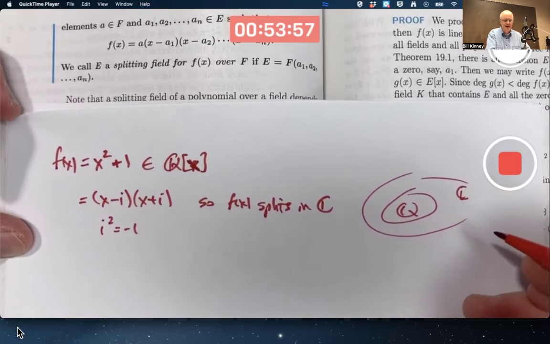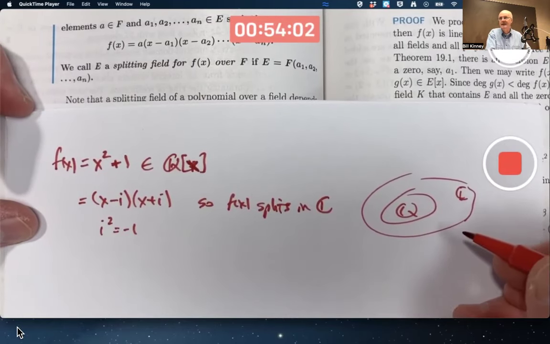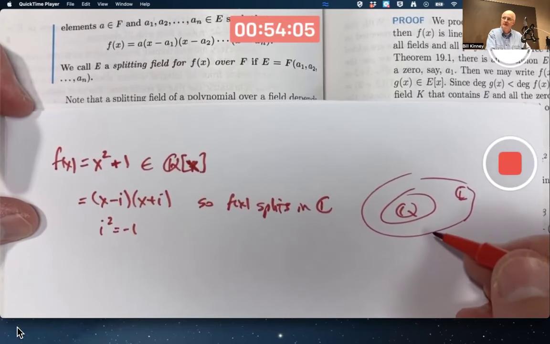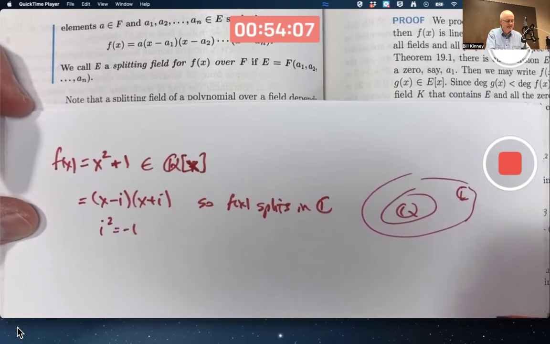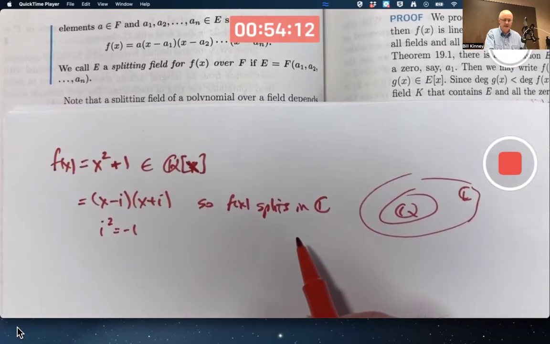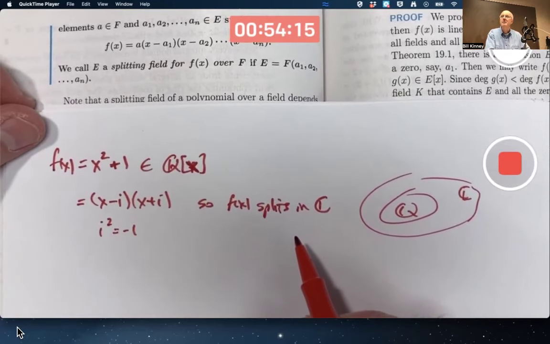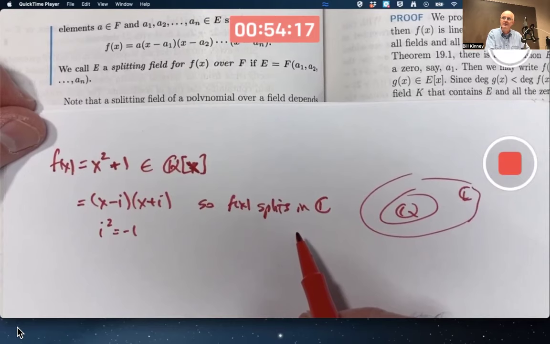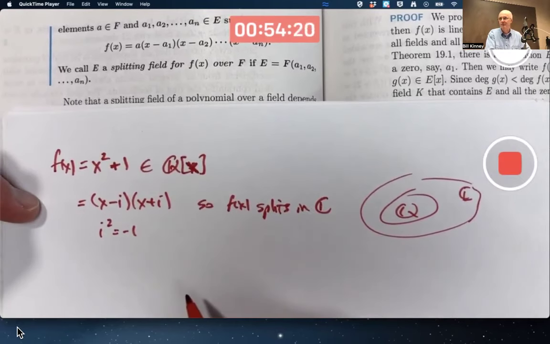Q is a subset of C. It's also a subset of R. And Q, R, and C are all fields, so you could also say Q is a subfield of R. Q is also a subfield of C. And yes, you can say, because we know this factorization holds, that f of x does split over the complex numbers. But is the complex numbers a splitting field for x squared plus 1 over the rationals? No, because it's not the smallest field extension of Q in which f of x splits.